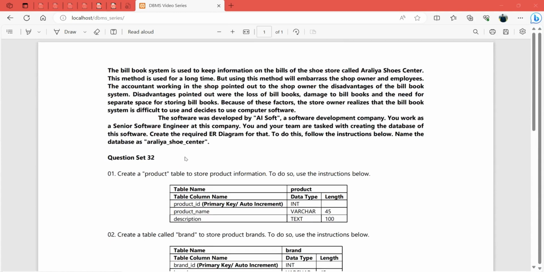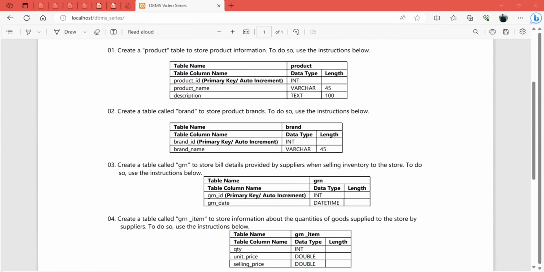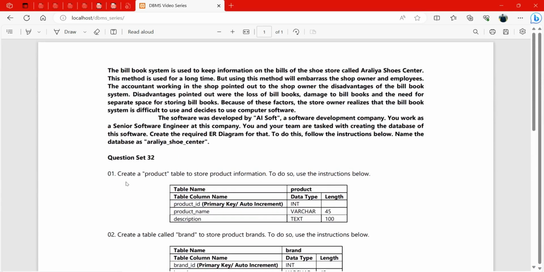According to this question set 32, what we need to do is create the tables and insert the columns they have given here with the data type and the length. So let's do that. This is the ER diagram related to our main question. We have already created 6 tables according to question set 31 in the previous video. So I'm going to create the first table in this question set. The first table is the product table. So let's create the first table.